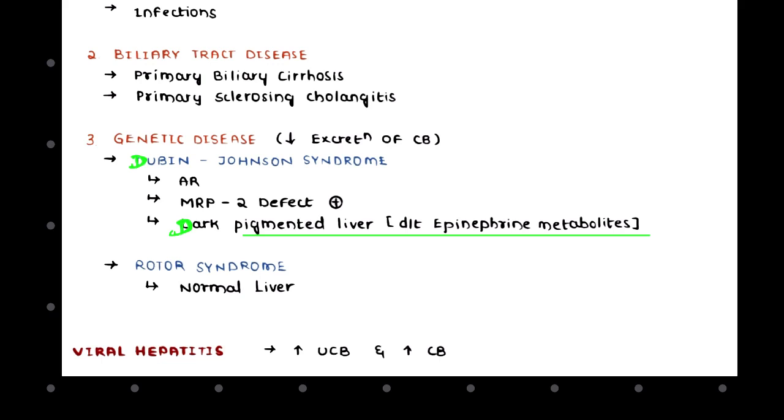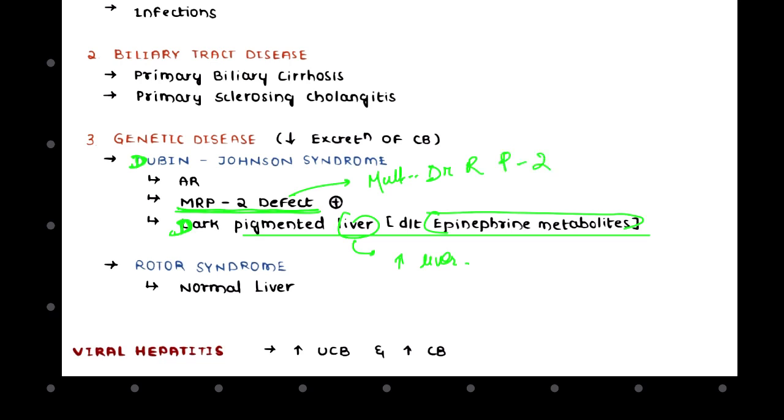This dark pigmented liver is not because of deposition of conjugated bilirubin in the liver, it is because of deposition of epinephrine metabolites. Here you will see an increase in the size of the liver. There will be an MRP2 defect. What is MRP2? It is multidrug resistance protein 2.